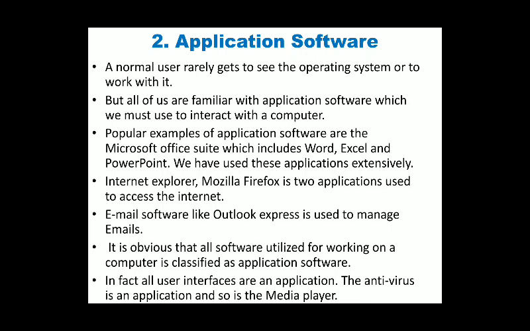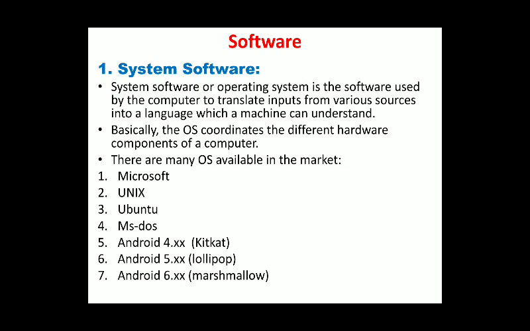System software is the type of software which is inbuilt in your system, in your laptop when you purchase it. For example, an OS is an operating system. There are many systems available in the market: Microsoft, Unix, Ubuntu, MS-DOS, Android, available in many versions. So these can be called your system software. Without system software, your system cannot work.